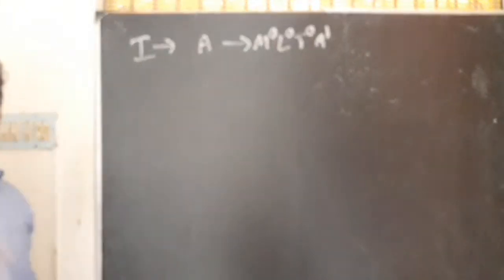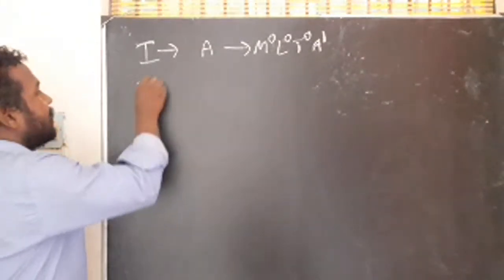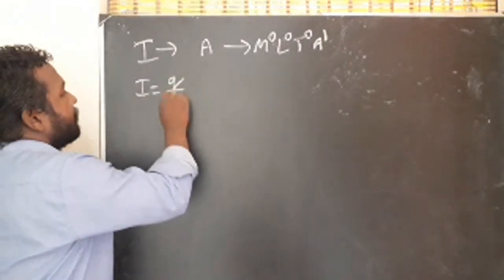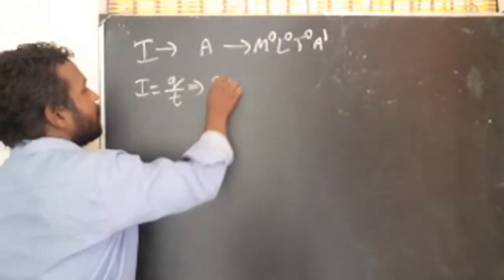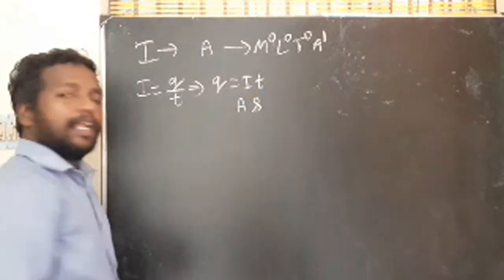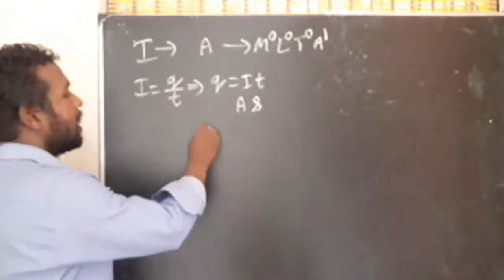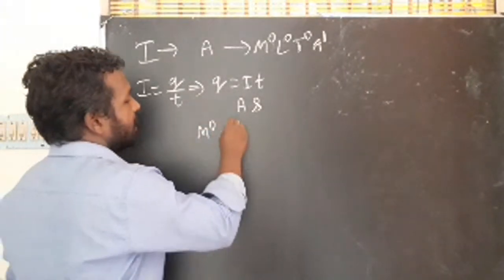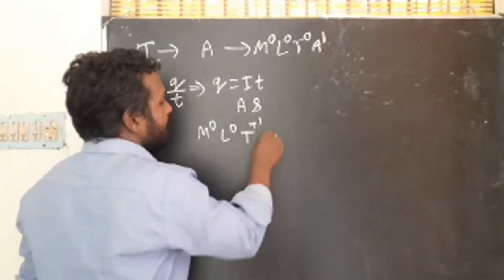The next one, charge. Current is equal to charge by time. If you want charge, charge is equal to current into time. Now what about the dimensional formula? Current is ampere, time is second. Now the dimensional formula is going to be M is not there, L is not there, but time is there, plus 1. And ampere also is there, plus 1.